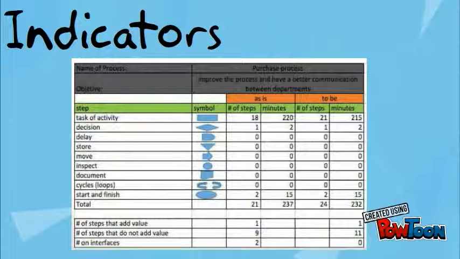In the AS-IS, the step that adds value was when the client made the order. We also have 2 interfaces, and the other 9 steps that do not add value. In the TO-BE map, we have the same step that adds value to the company, but we added 2 steps that do not add value, and we also subtracted 2 from the number of interfaces. All of these changes could help the company organize the purchase process better and do it in less time.